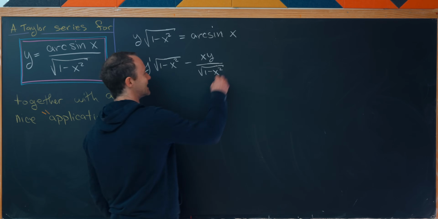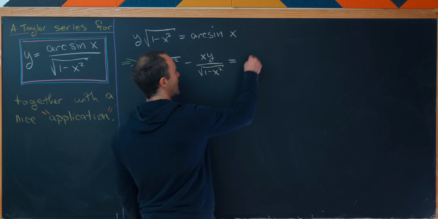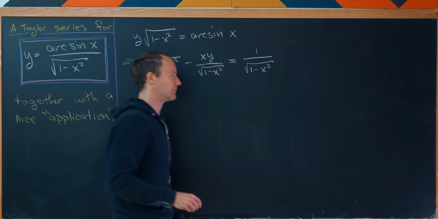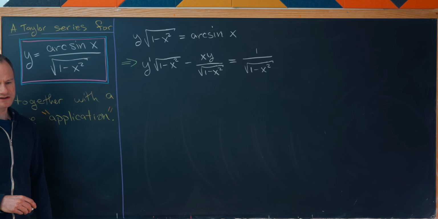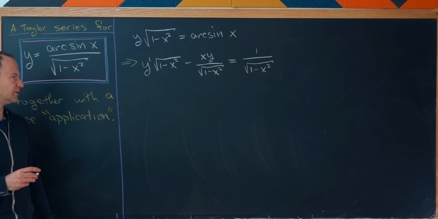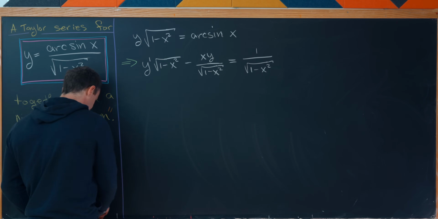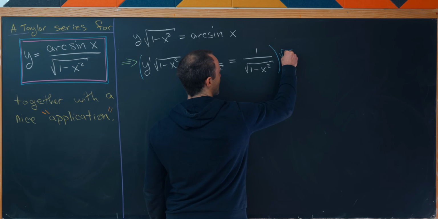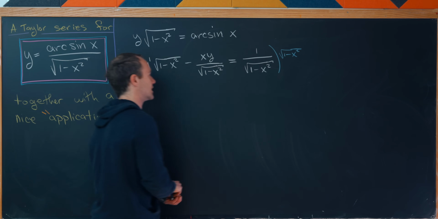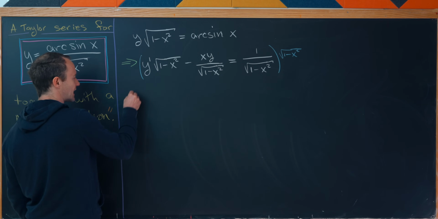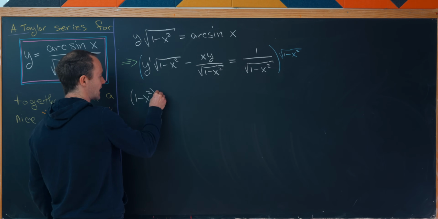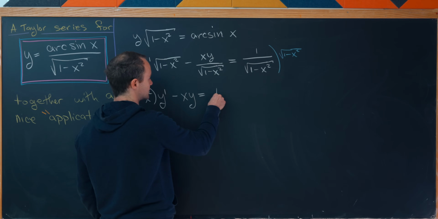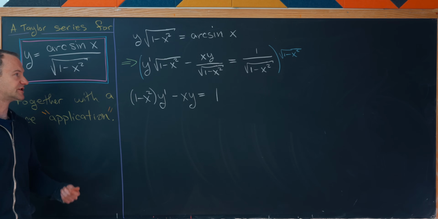Okay, and then we need to take the derivative of the right-hand side as well, but the derivative of arc sine is well known to be 1 over the square root of 1 minus x squared. And now I would say maybe the obvious thing to do would be to clear the denominators. And so let's do just that. Let's take this entire thing and we'll multiply it by the square root of 1 minus x squared and see what happens. So that'll give us 1 minus x squared without the square root times y prime minus x times y equals 1. And now here's our differential equation.